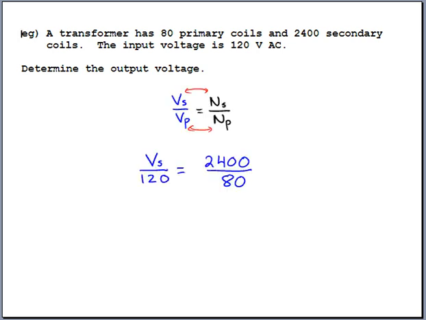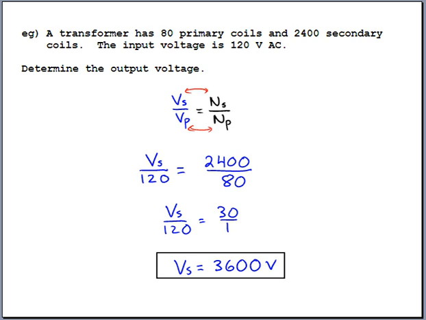Super simple, right? Throw in the values that we know. We know every single thing except the secondary, the output voltage. And when you just do some cross multiplying to find the answer, it ends up being really, really large, 3,600 volts. Now, I spent a second there to reduce that 2,400 on top of the 80 to get that 30 to 1. Sometimes people like to talk about that ratio.